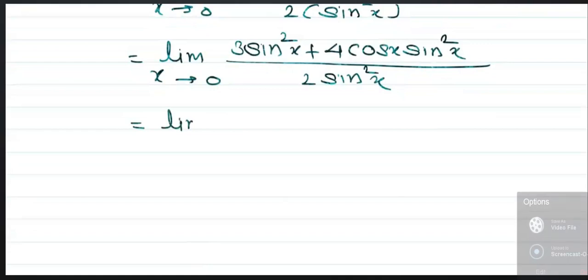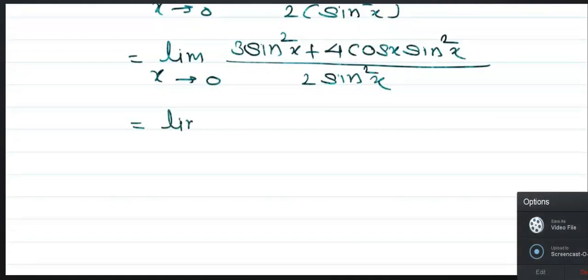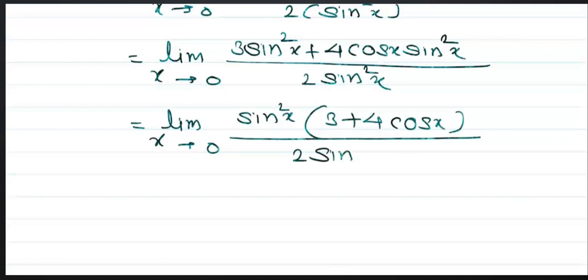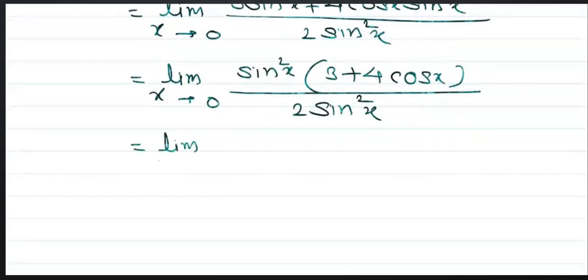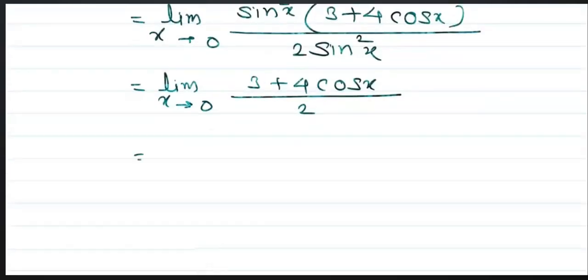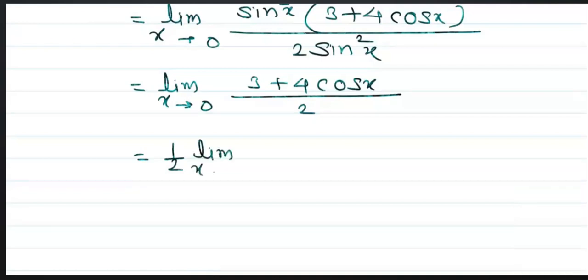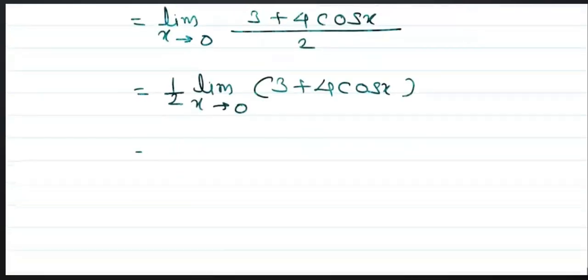Now, from the numerator and the denominator, we will take sin square x as a common. Therefore, 3 plus 4 cos of x upon 2 sin square x. Now, sin square x get cancelled. Limit x tends to 0, 3 plus 4 cos x upon 2. Now, as x tends to 0, cos of 0 is 1. Therefore, 3 plus 4 is a 7, 7 upon 2. And therefore, 7 upon 2 will be the extension.